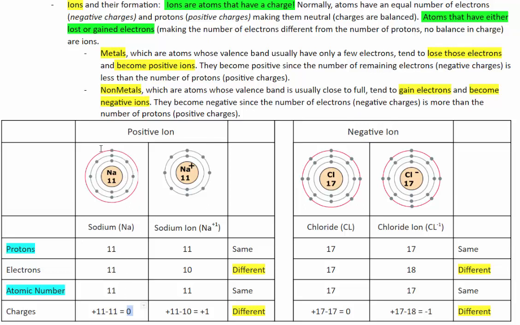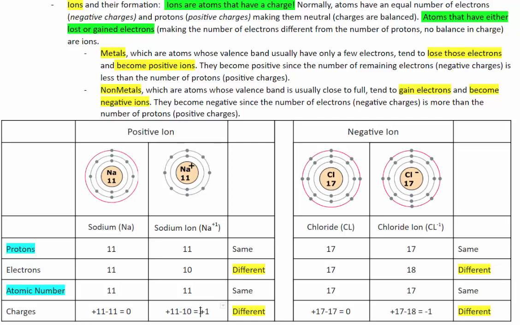As you notice here, the valence band has only 1 electron in it. So it is easy for that sodium atom to let go of that electron, becoming the sodium ion that we have represented here. In that case, we still have the same number of protons. It is the same element. It does not change. So we still have the same atomic number, but we have only 10 electrons.